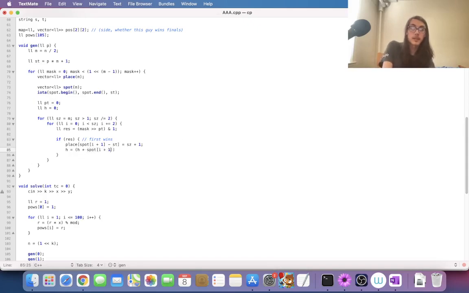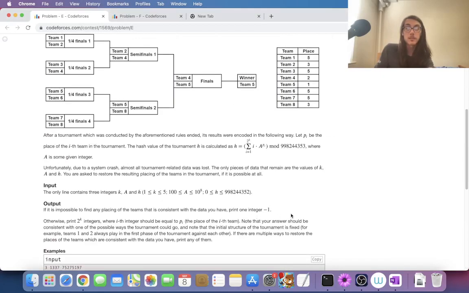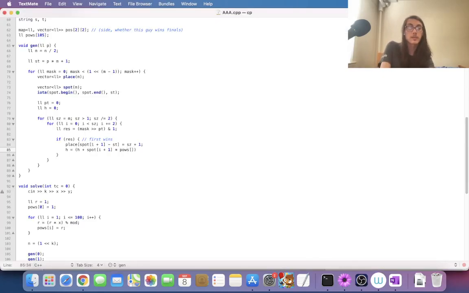So it's going to be the index times the powers of something. This is the place, so size plus 1.